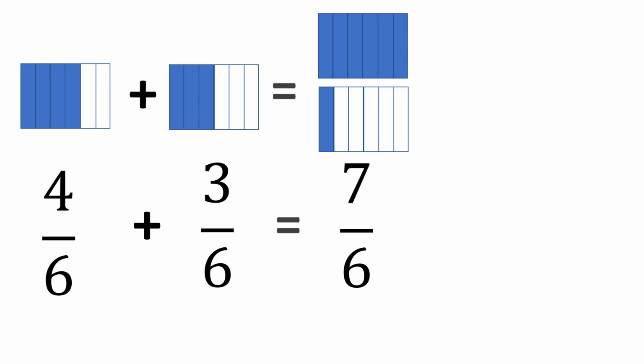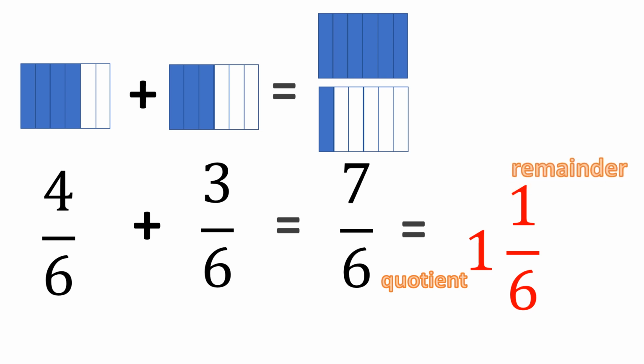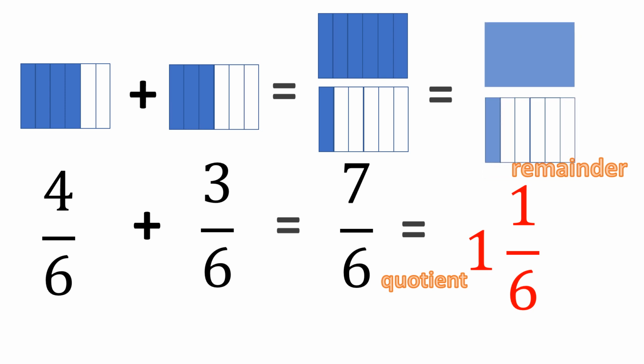Now we will change this improper fraction into mixed form. 7/6, 7 divided by 6, you'll get 1 as a quotient and another 1 which is the remainder. We put the quotient as the whole number and the remainder as the numerator. So that's 1 and 1/6. In our figure, if we move the slices on top, that's actually a whole and 1/6.